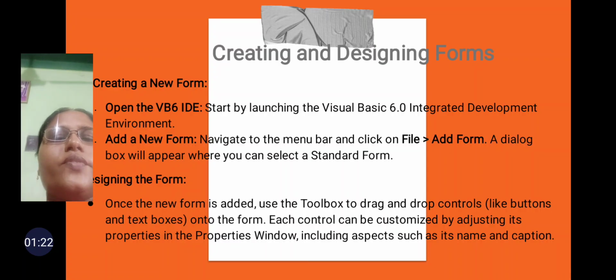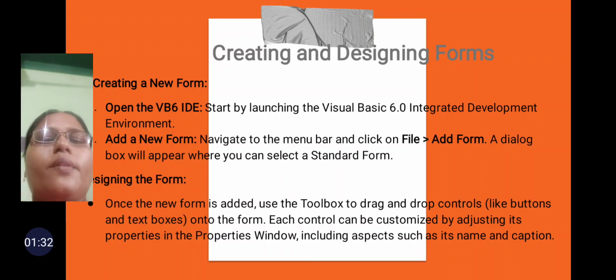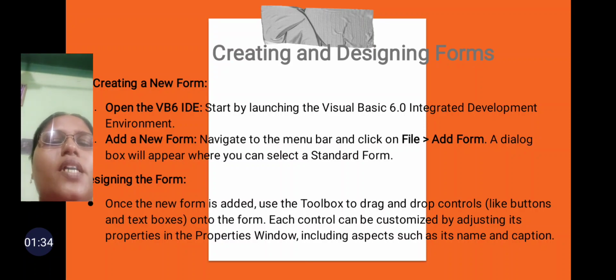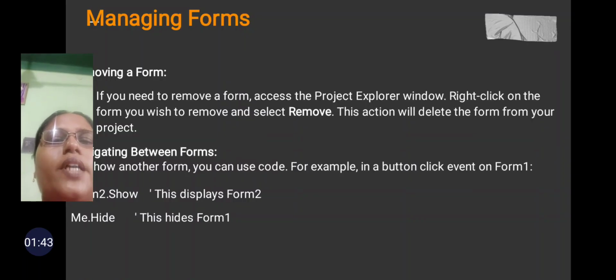Designing the form. Once the new form is added, use the toolbox to drag and drop controls like buttons and text boxes to the form. Each control can be customized by adjusting its properties in the properties window, including aspects such as its name and caption.